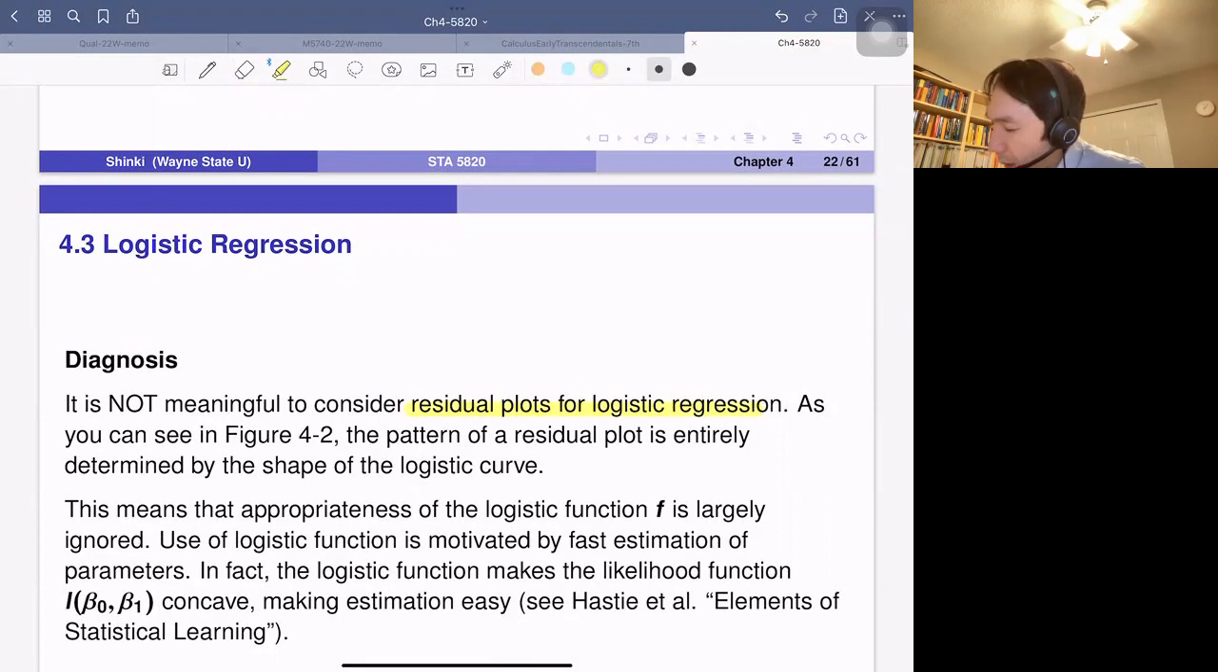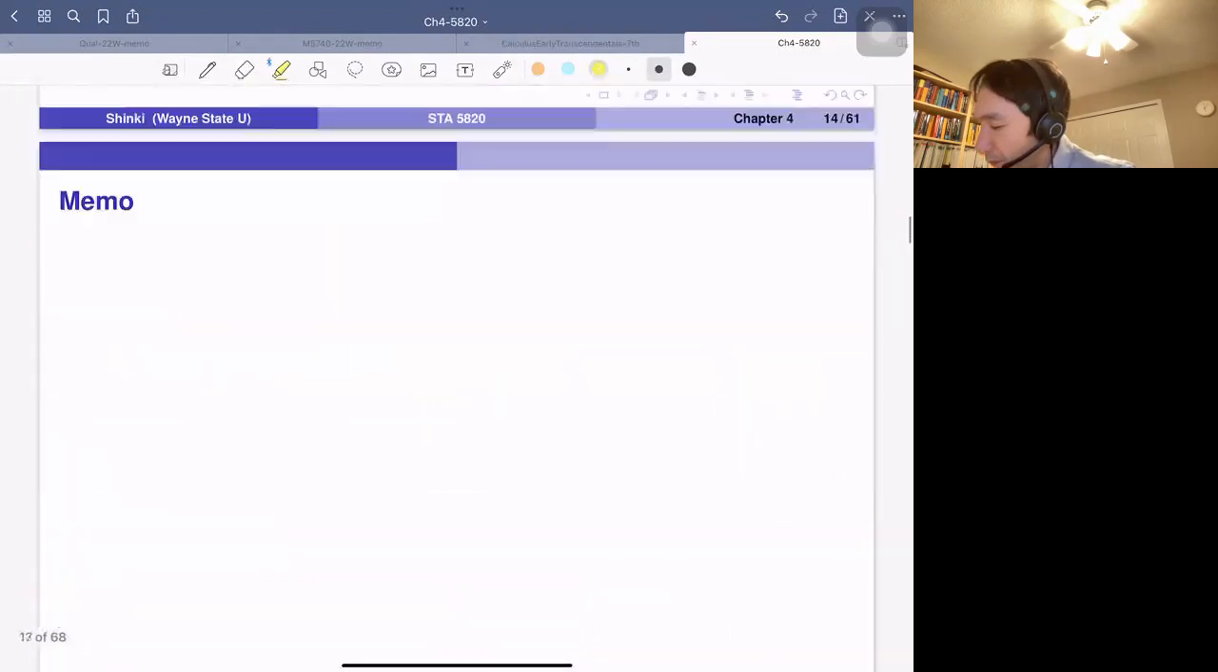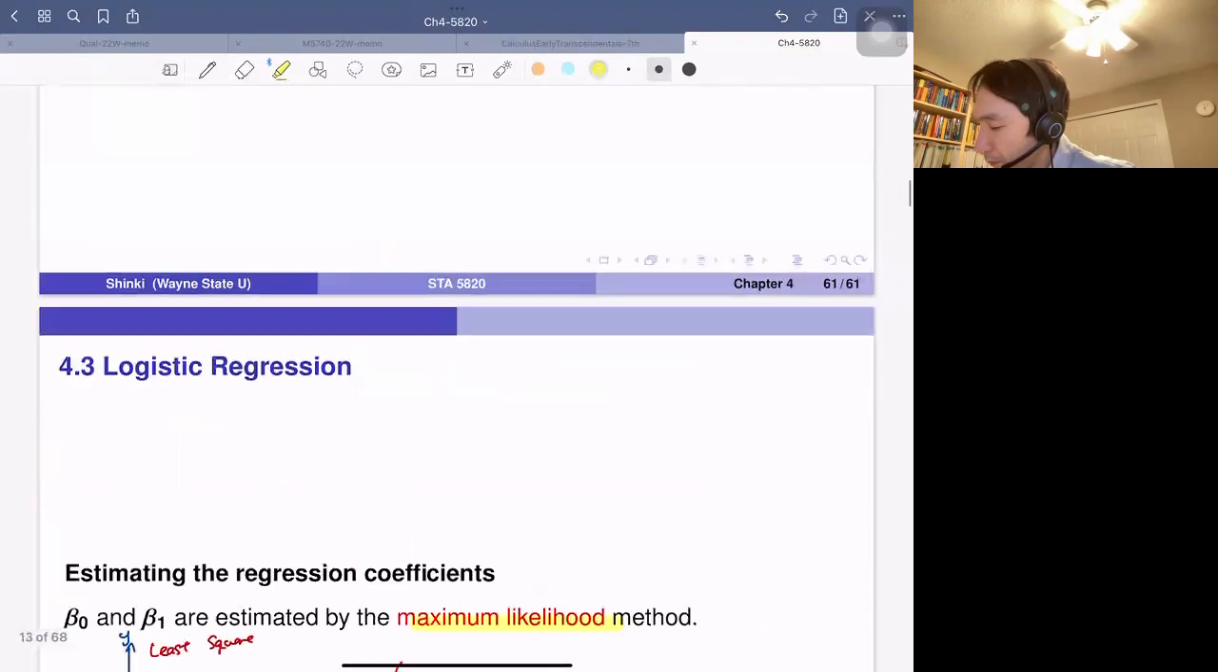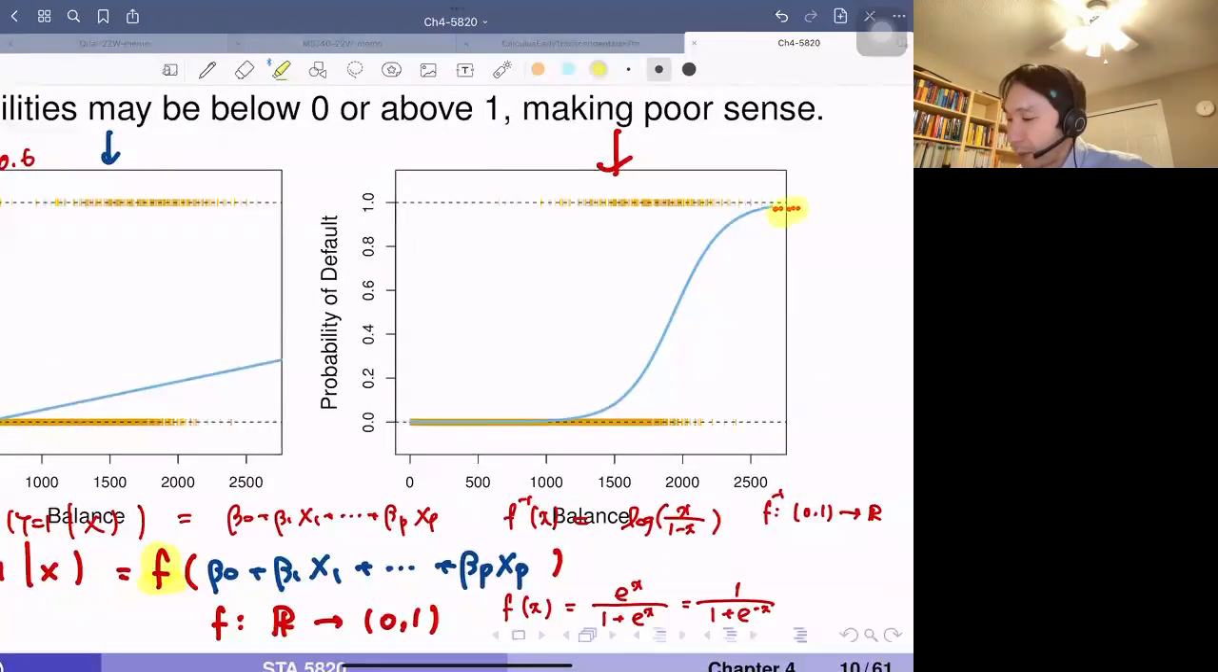And that is because the pattern of the residual plot is entirely determined by the shape of the logistic curve. So what does it mean? We can see the first figure of logistic regression. This is a kind of scatter plot. We have the fitted line, the blue one, and orange dots. That is the actual data. So what's the residual? Residual is the distance between the data point and the fitted curve.